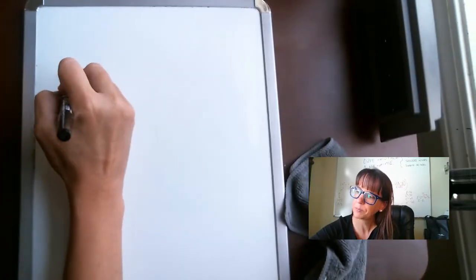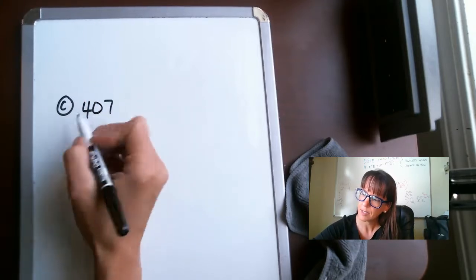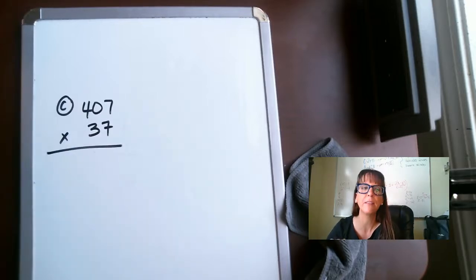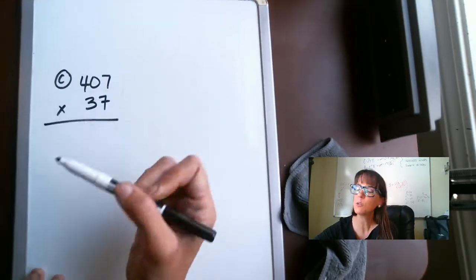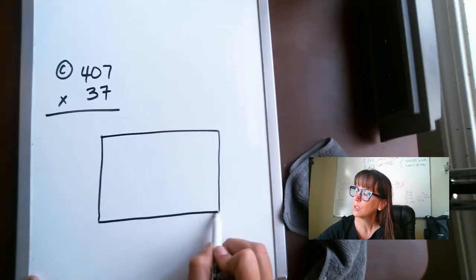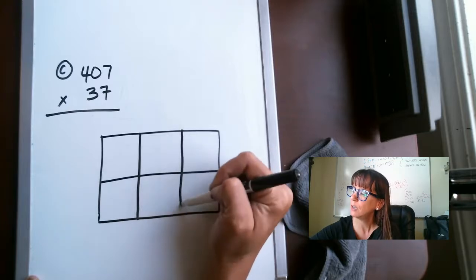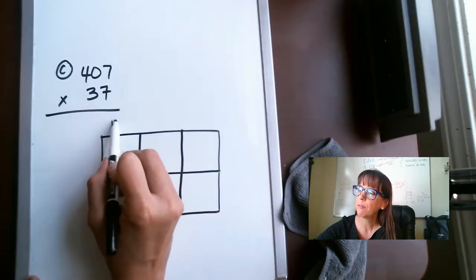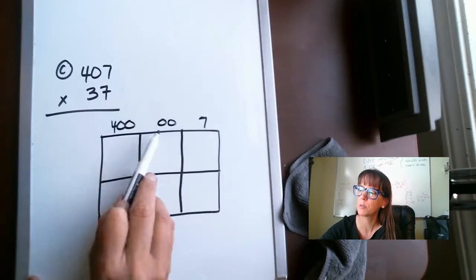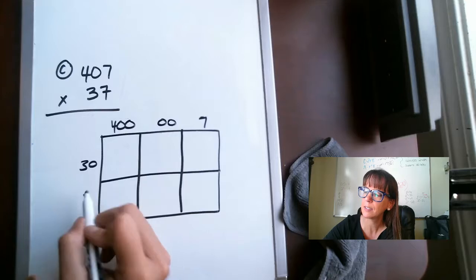C, we have 407 times 37. This is a 3 by 2, so I'm going to use my box method. I'm going to do 2 rows and 3 columns. Across the top, I'm going to put 400, 0, and then 7, because 400 plus 0 plus 7 gives us 407. On the side, 30 and 7.